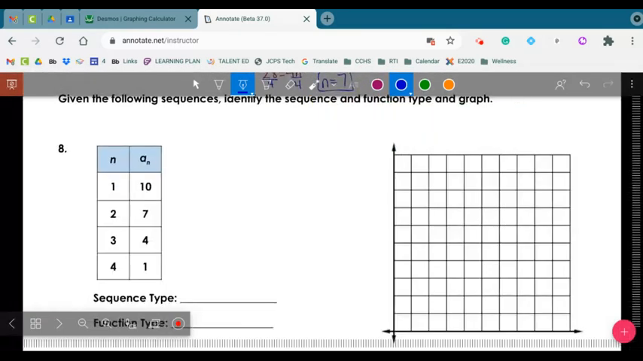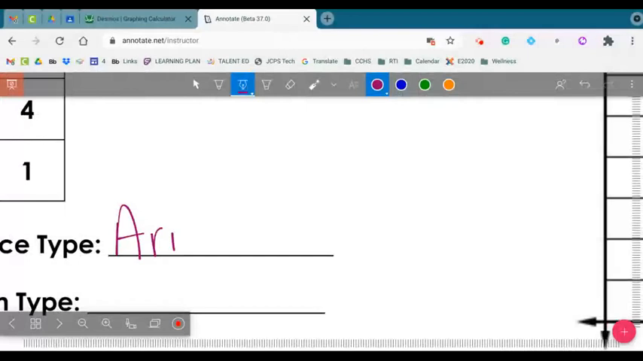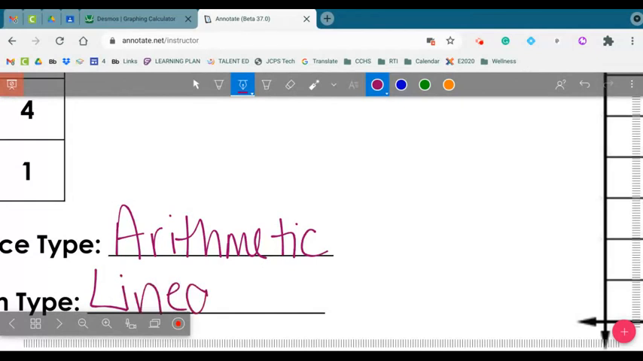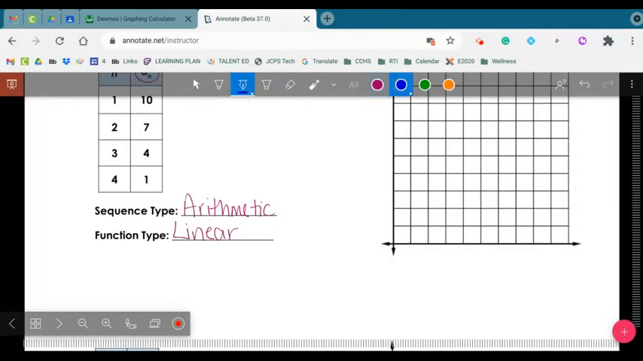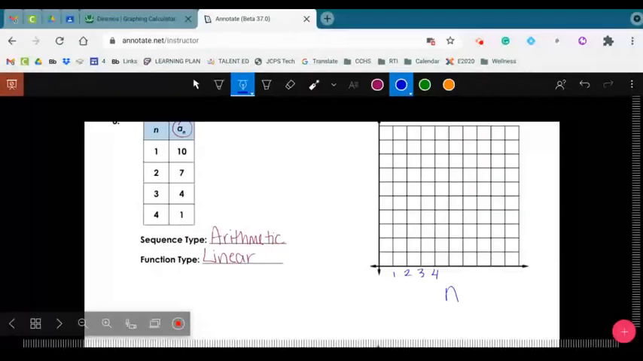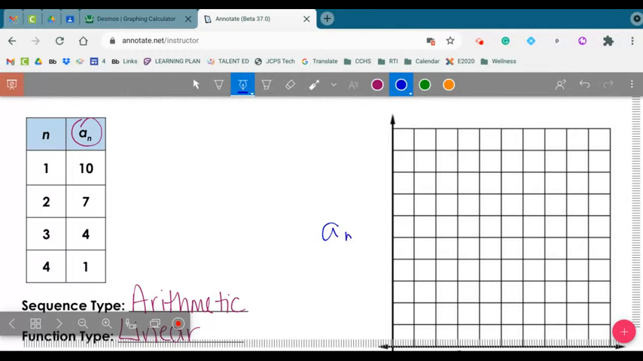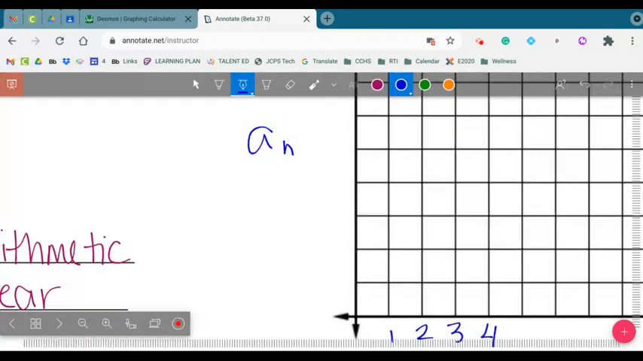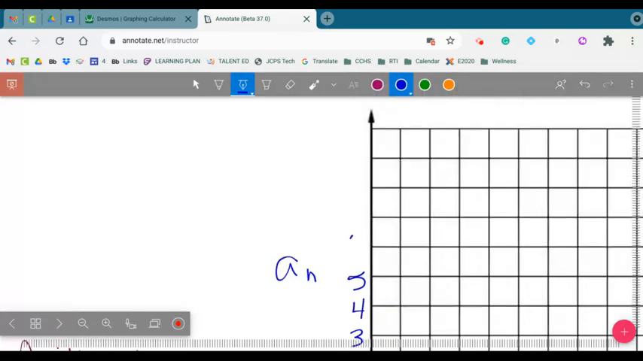Okay, going down, it says, given the following sequence, identify the sequence and the function type. You guys remember, this one is A, so it's arithmetic. Arithmetic is always linear, because it's always going to be a straight line. Then we have to label our graph. So n always goes on our x-axis. We have 1, 2, 3, 4. And then a sub n is going to go on our y. We have to go from 1 all the way up to 10, so we could probably just go up by ones. 1, 2, 3, 4, 5, 6, 7, 8, 9, 10.